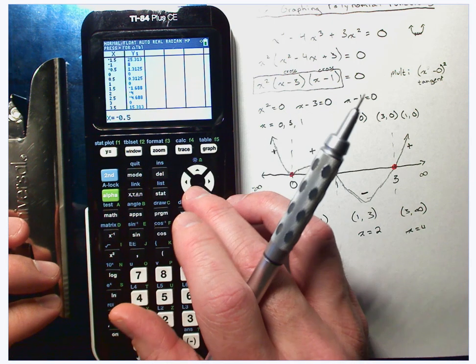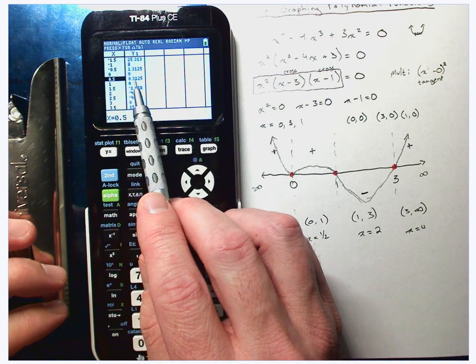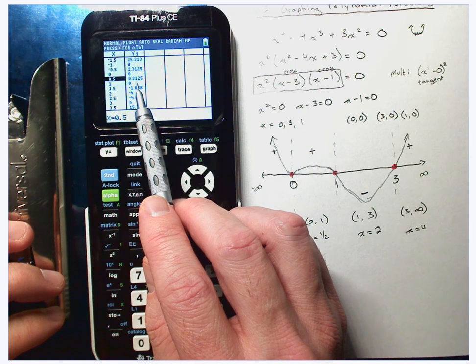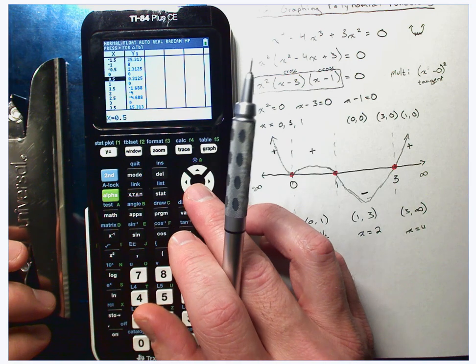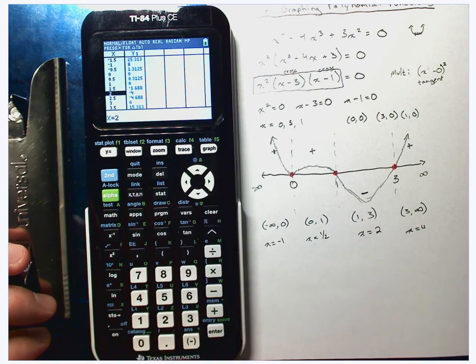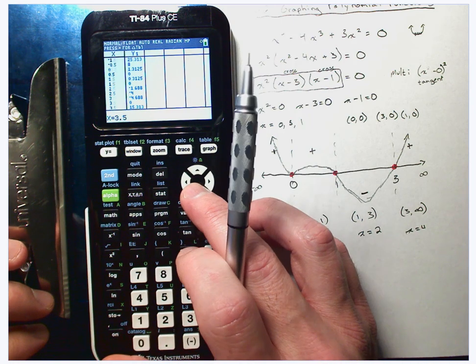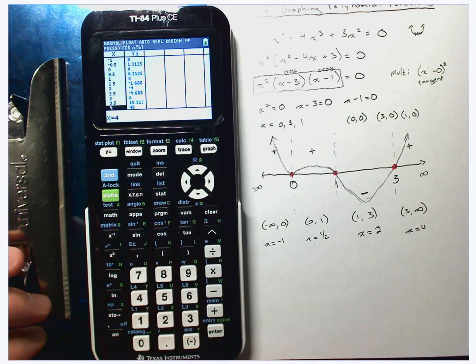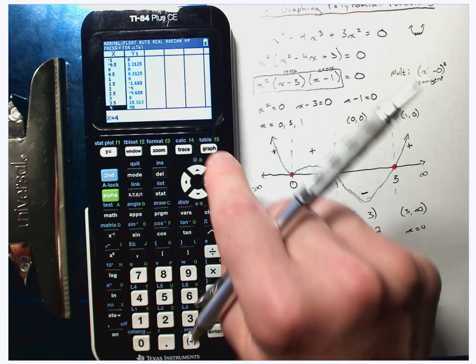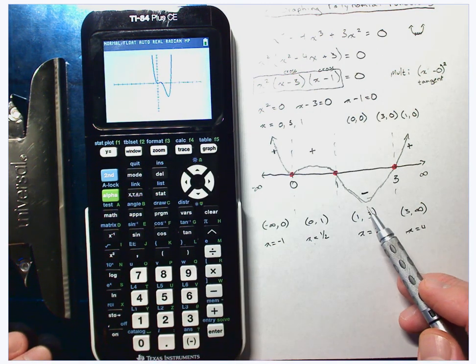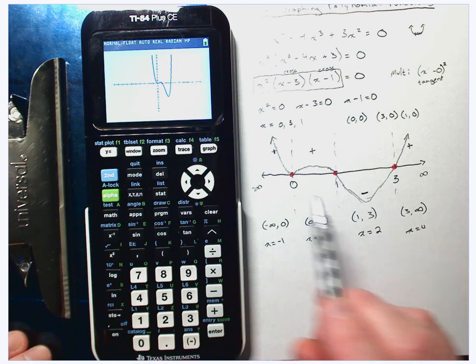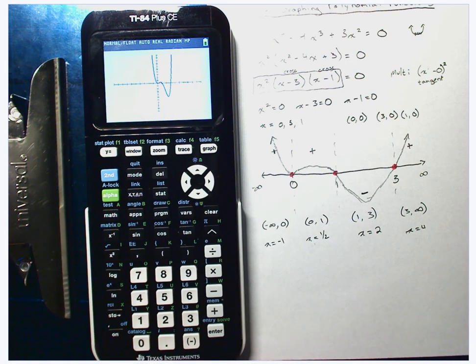And at 1 half, my value was 0.3125, and that would be 5/16. And then let's see, what was my next one? 2, negative 4, yes. And then at 4, 48. Okay, so I can use that, and then I can also look at my graph. And if we look at the rough sketch that I made, along with what my graphing calculator is actually giving me, that's pretty good.